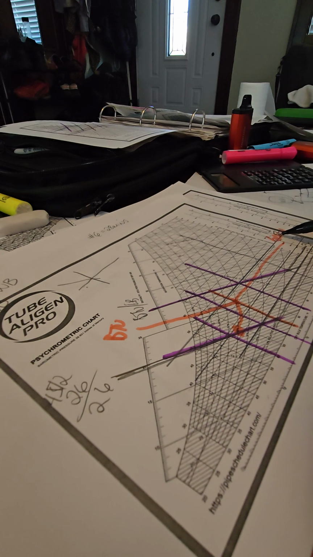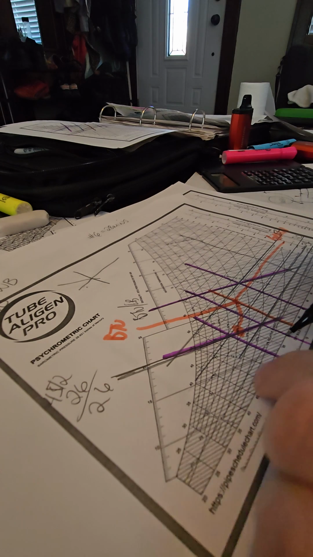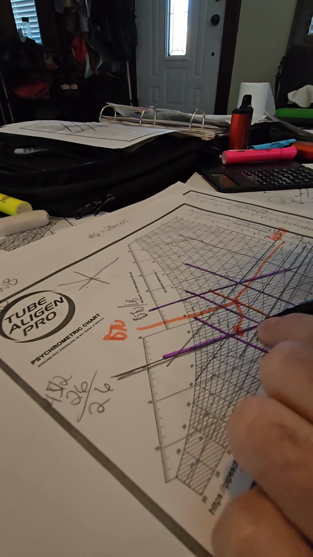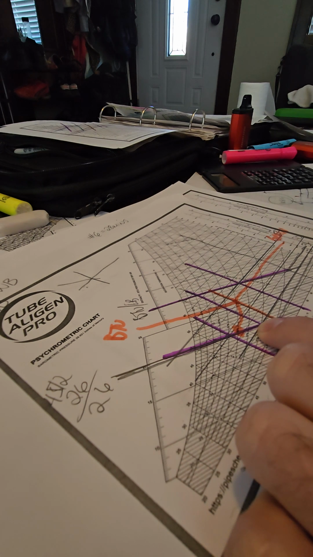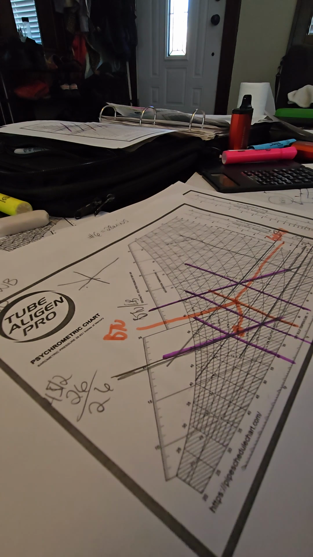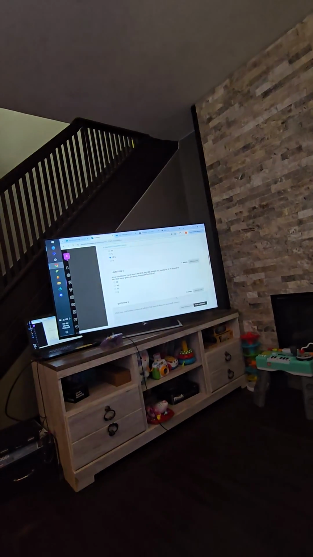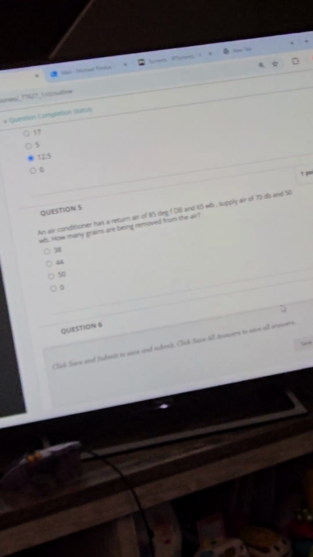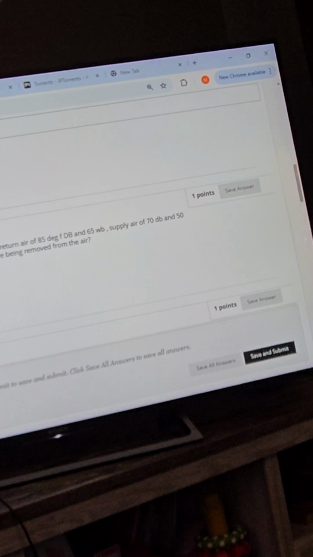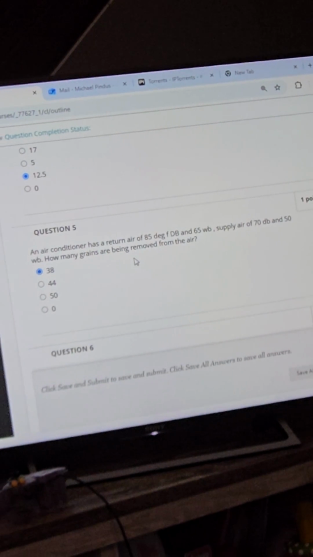That's correct. Supply air is 70 and 50 wet bulb, which is right there. And yeah, how many grains are being removed from the air? I'm not gonna lie, I message this teacher all the time. So I believe it's like 28, or I think he made a typo, and I guess we'll find out because I'm leaving this question. Moving on, but I'm going to put 38 grains. 38 grains are being removed.